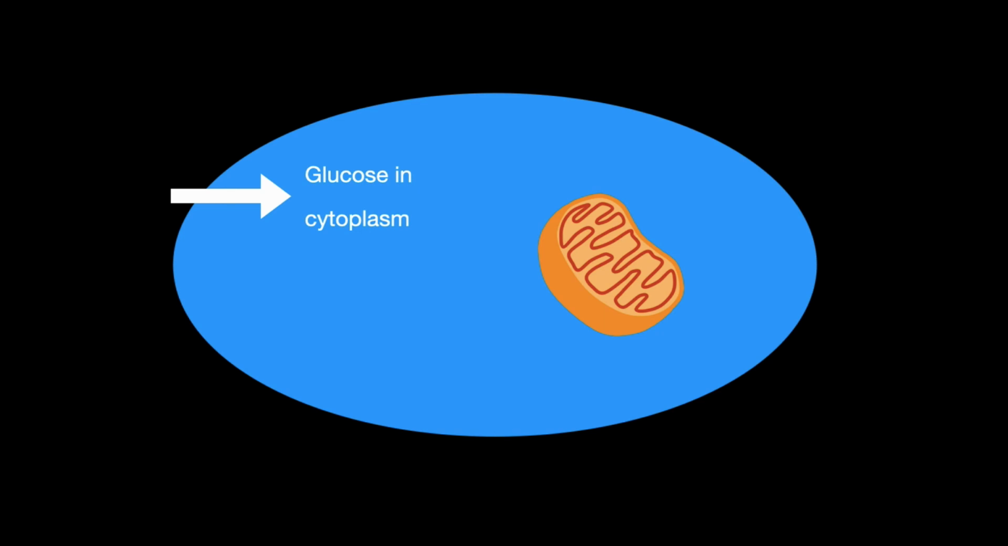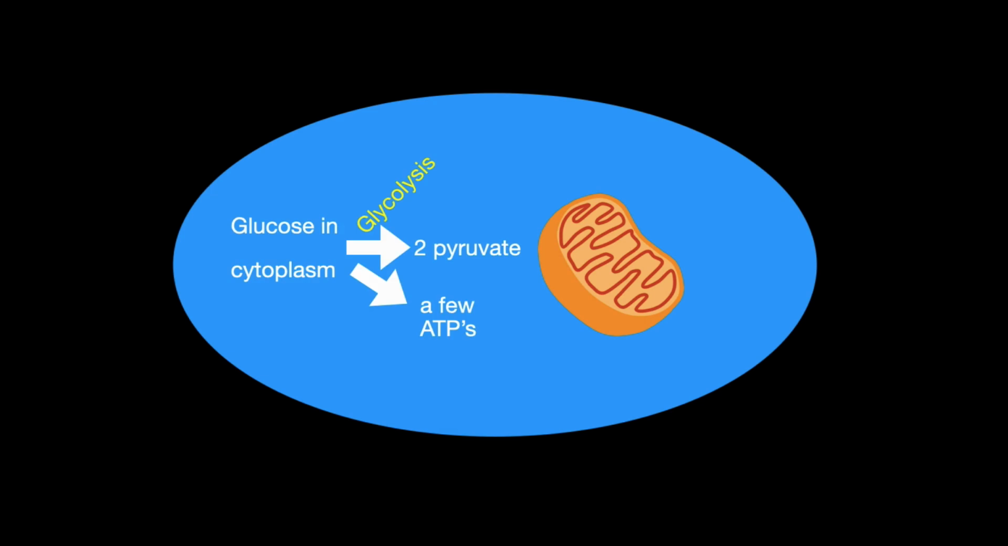Now notice they haven't done anything yet with the mitochondria. Okay, what's going to happen first in the cytoplasm is that glucose is going to be broken down into pyruvate. Now you're going to get a couple pyruvate molecules from this and a little bit of ATP, a few ATPs. This process is called glycolysis, and it happens in the cytoplasm outside of the mitochondria. Now what's going to happen next is the mitochondria are going to finish breaking down those pyruvates into carbon dioxide and water and producing a lot more ATPs.